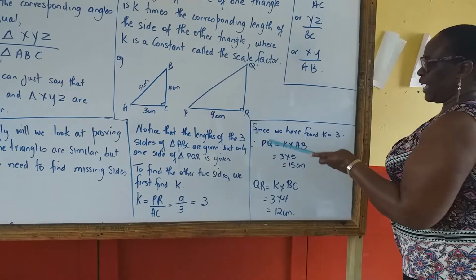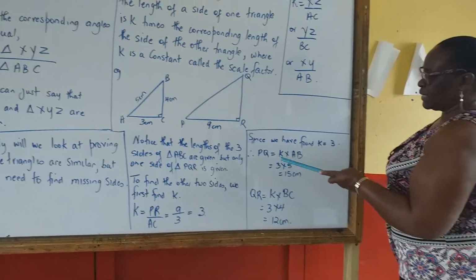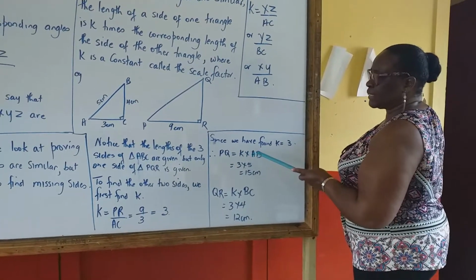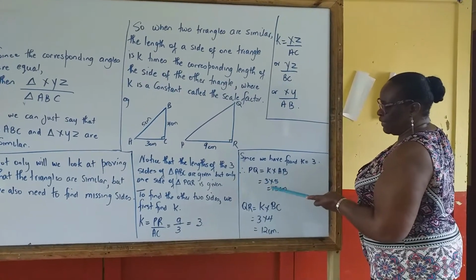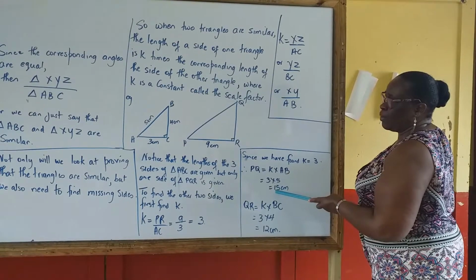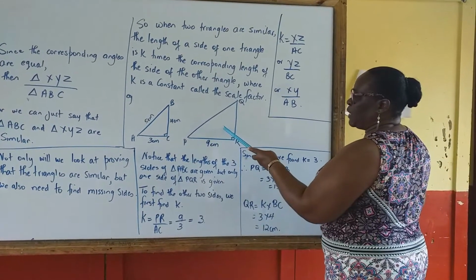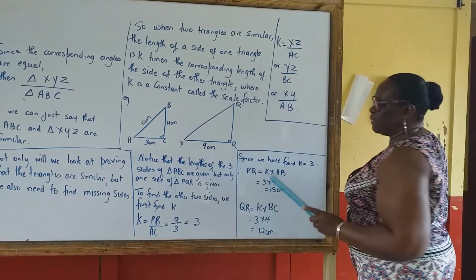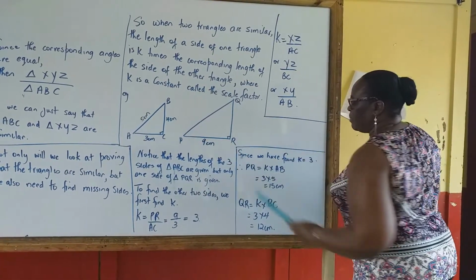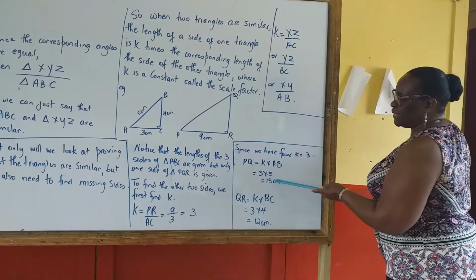So, for me to find PQ, it has to be the scale factor K times the side that you know, which is AB. So it's going to be 3 times 5, and that will give me 15. Remember we said that triangle PQR is 3 times the size of triangle ABC. So the size must be 3 times that of ABC. So PQ is 15 centimeters.